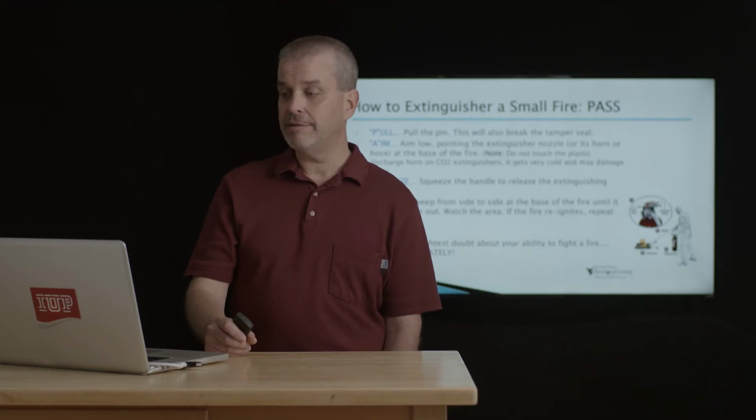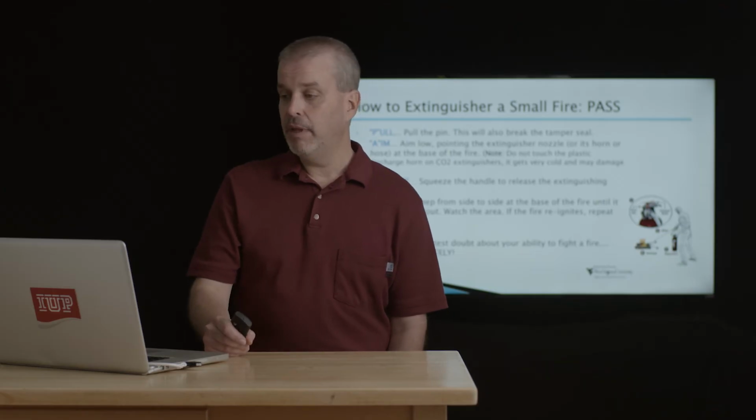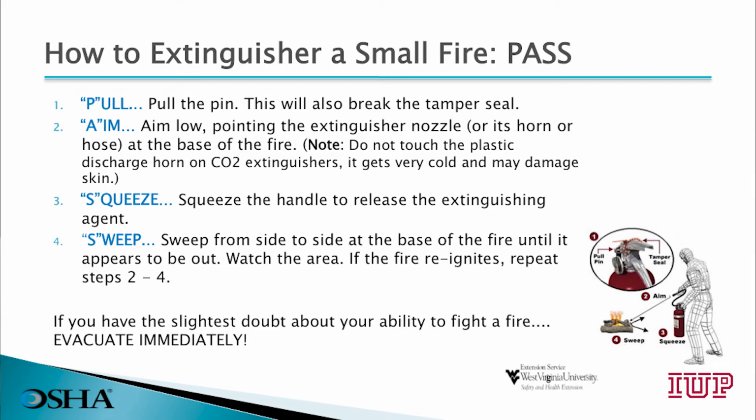So what is PASS? PASS is an acronym. Essentially, PASS is pull the pin. That breaks the tamper seal on your fire extinguisher. We want to aim that fire extinguisher low, pointing the extinguisher nozzle or the horn at the base of the fire. We want to squeeze the handle on that fire extinguisher to release the extinguishing agent. And we want to sweep back and forth at the base of the fire until that fire is out.